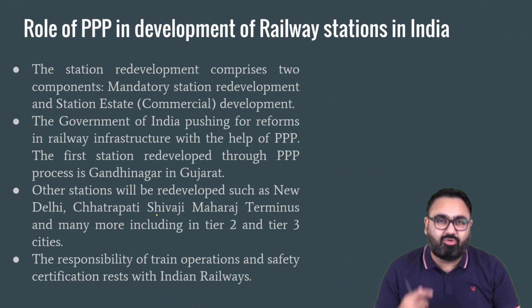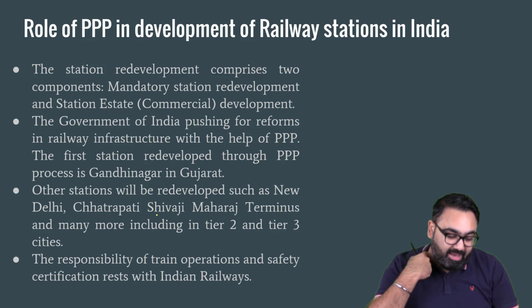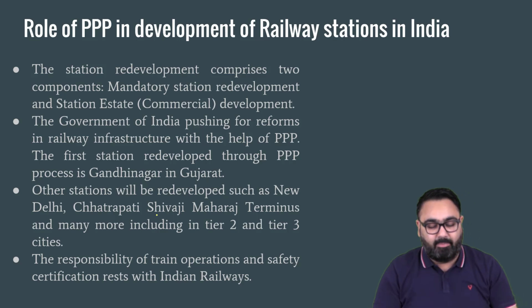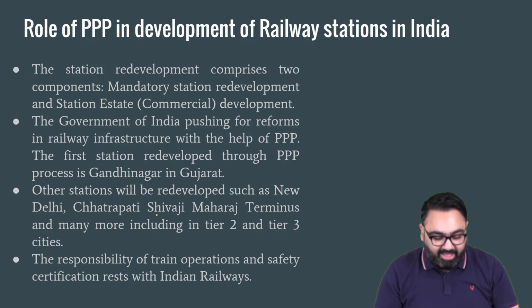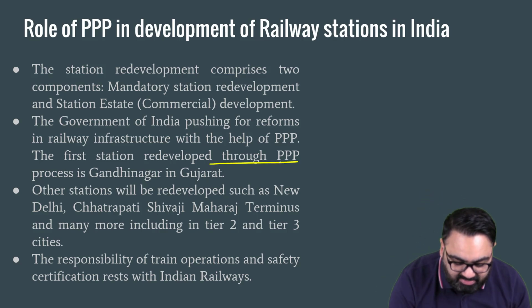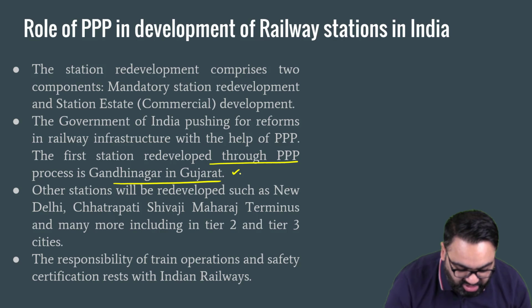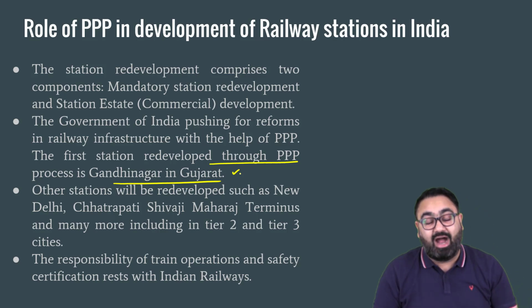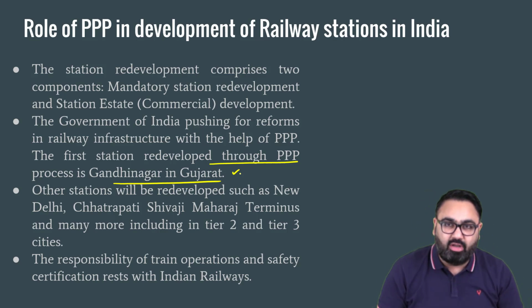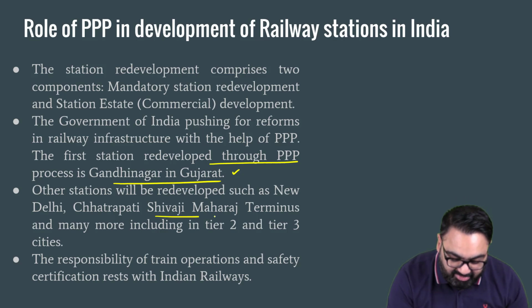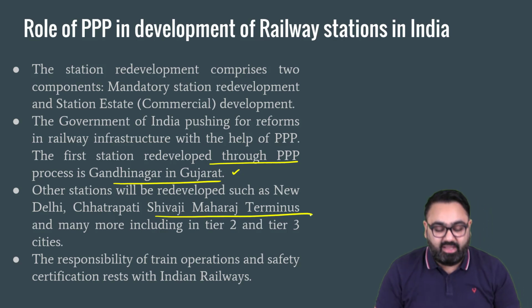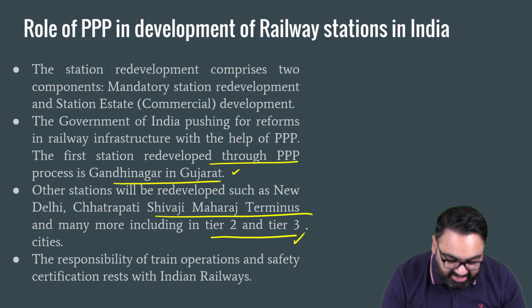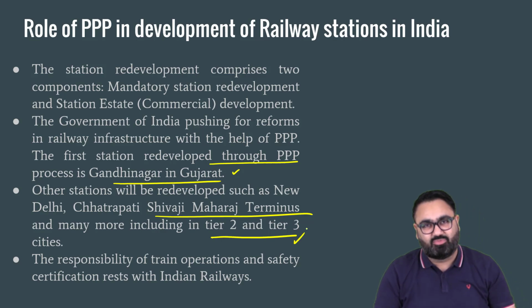Second part of the question was the role of the PPP in the railway station development. Now here it is important to give some examples. Like the first station redeveloped through this model is the Gandhinagar station in Gujarat. Other stations under planning to be redeveloped under this model include New Delhi, Chhatrapati Shivaji Maharaj Terminus, including the tier 1, tier 2 cities. They are also being lined up for such projects.